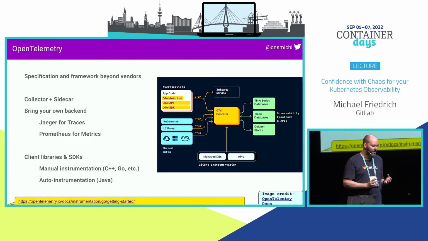One of the things which evolved over time, and I will only touch the surface now, is OpenTelemetry as a specification and a framework which is beyond vendors, so everyone is working together on a specification. It's a collector and can also be run as a sidecar. And the idea is to bring your own backend. So if you want to store metrics, use Prometheus. If you want to store traces, use Jaeger tracing.